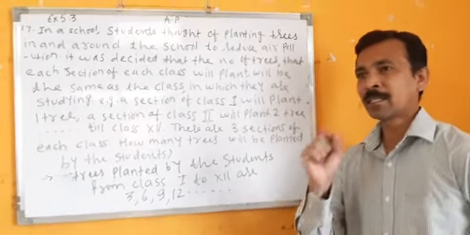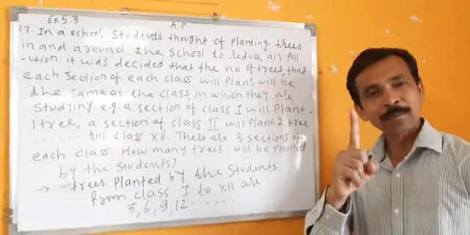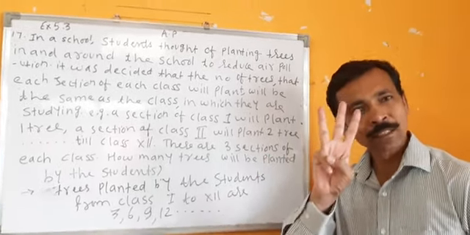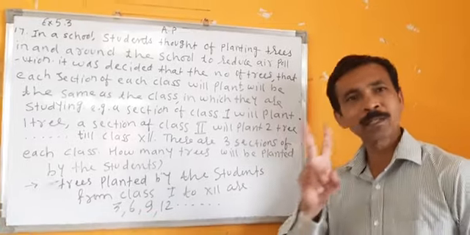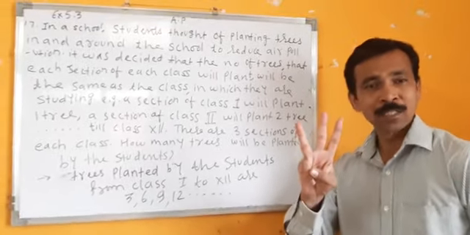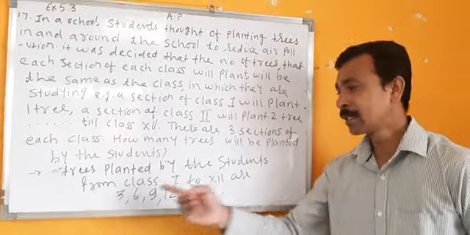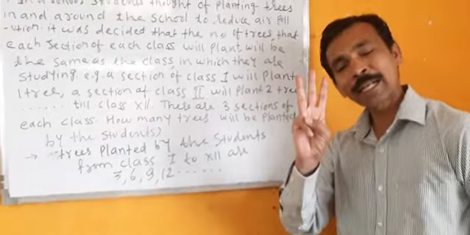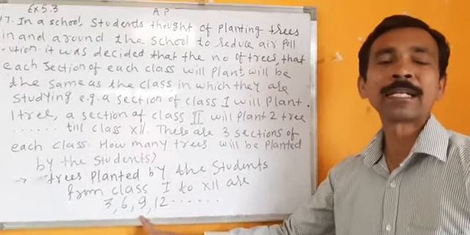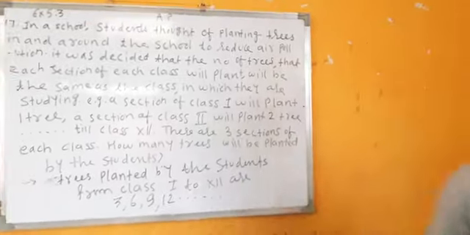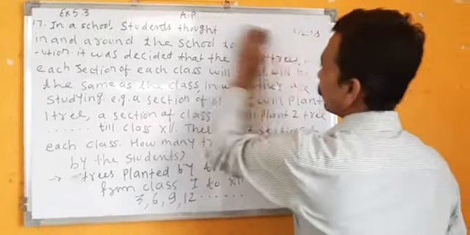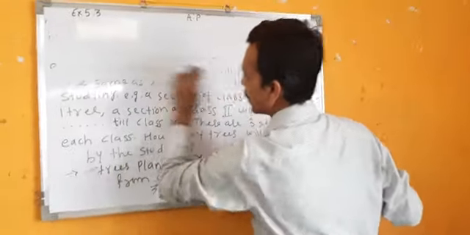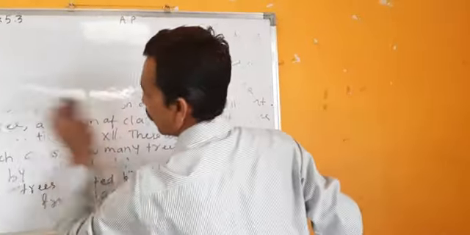Again I repeat, class 1 will plant 1 tree, but there are 3 sections of each class. That is why class 1 will plant 3 trees. Class 2 will plant 2 trees, but there are 3 sections. So class 2 will altogether plant 6 trees. Class 3 will plant 3 trees per section, but there are 3 sections, so they will plant 9 trees and so on. So from this, we'll get an AP, and then we'll find A and D, and then we'll find the sum.